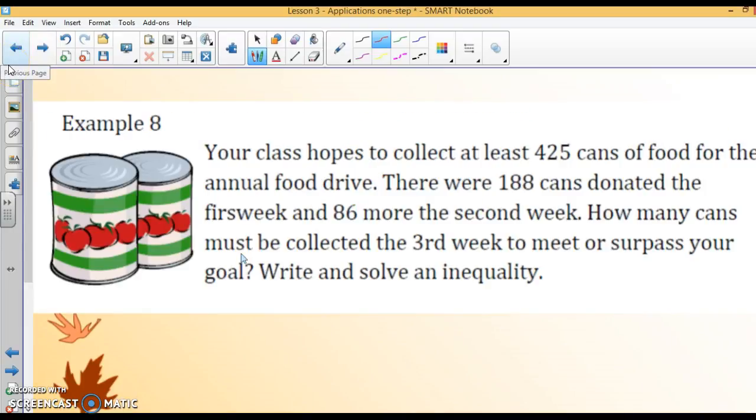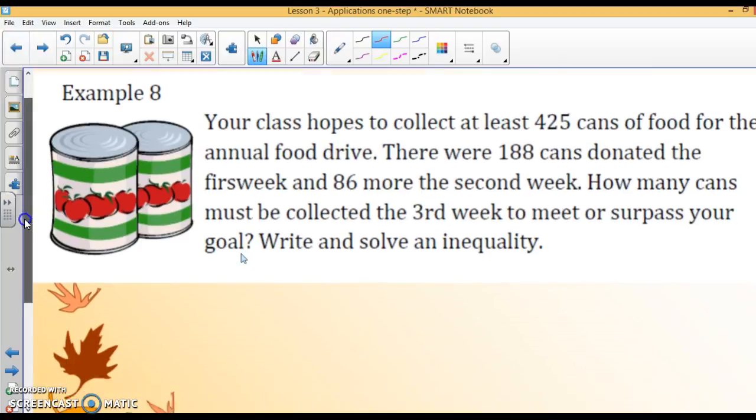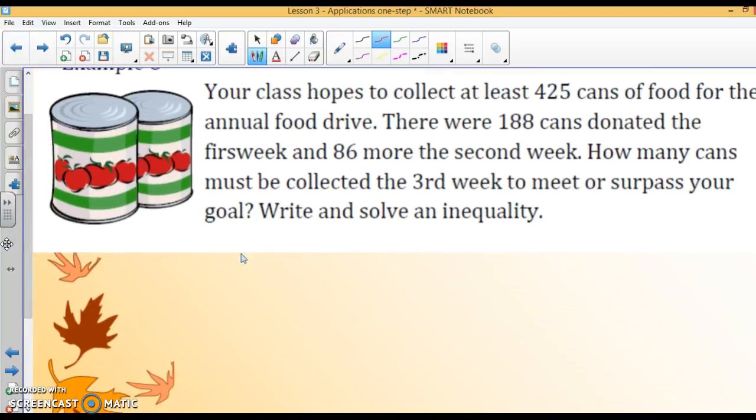All right. Your class hopes to collect at least 425 cans of food for the annual food drive. There were 188 cans donated the first week, 86 more the second week. How many cans must be collected the third week to meet or surpass your goal? Write and solve an inequality. So we're looking for the cans in the third week. So let x equal the number of cans in the third week.